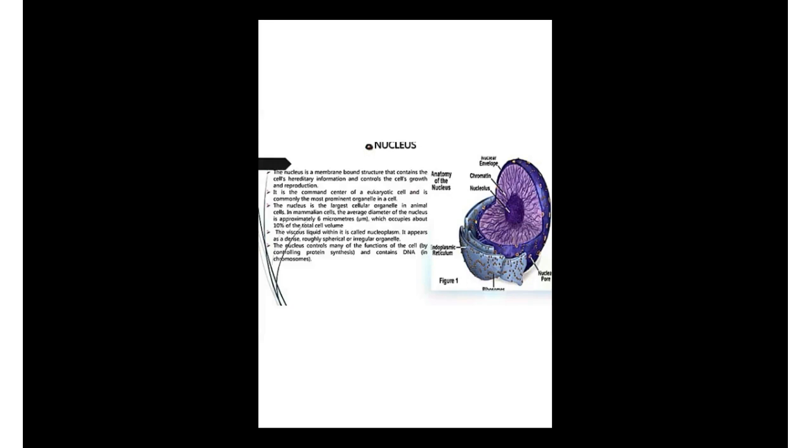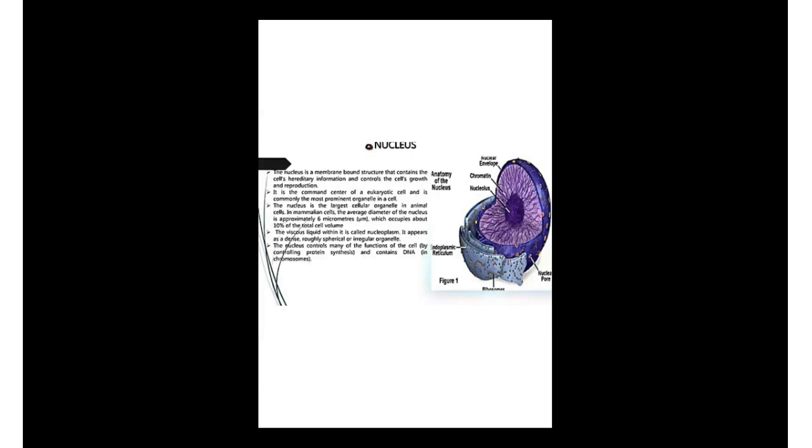Okay. The nucleus is the largest organelle in the human cell. In a mammalian cell, the average diameter of the nucleus is approximately 6 micrometers, which occupies about 10% of the cell volume. So out of 100% of cell volume, 10% is occupied by the nucleus. The viscous liquid within it is called nucleoplasm. So what do we call the gel-like or watery substance inside your nucleus? Nucleoplasm.